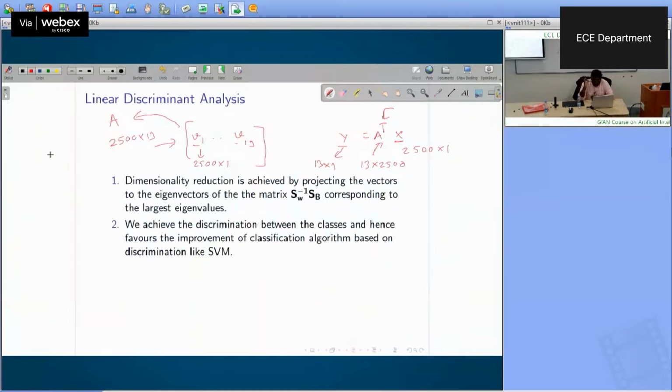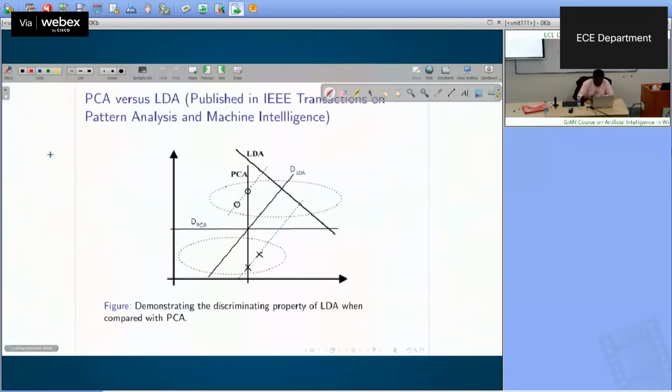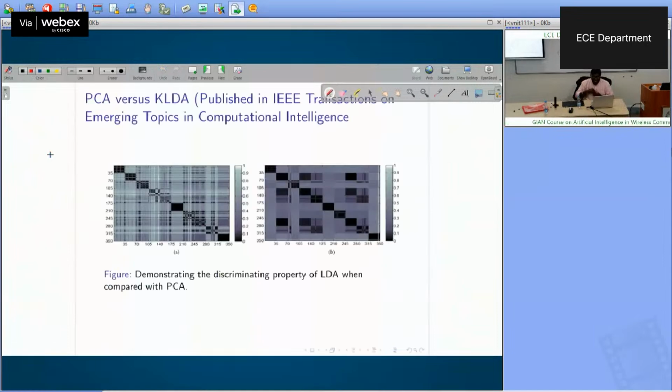Excellent question. In fact, that is the next topic. Right, that is the next topic. Actually, what I thought of discussing. The topic is actually PCA versus LDA.